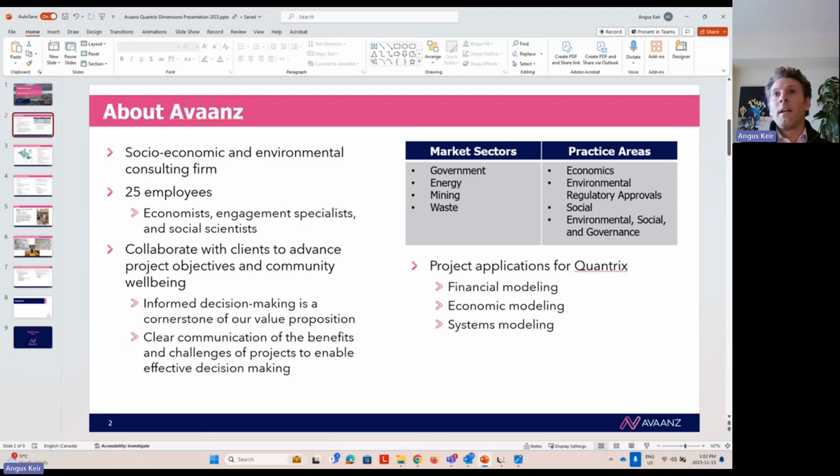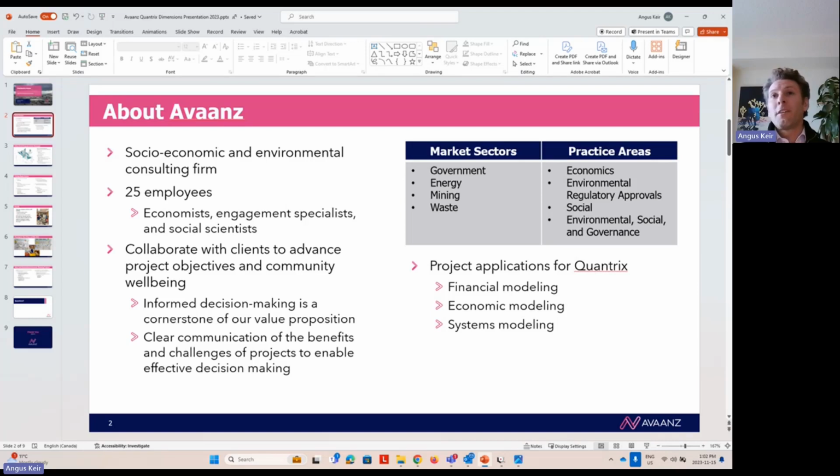So we'll deal with environmental assessments where a project is looking to move forward and get approved. We'll deal with social projects, and I'm going to speak to one of those here today. And we also deal with ESG. We also model greenhouse gas emissions.